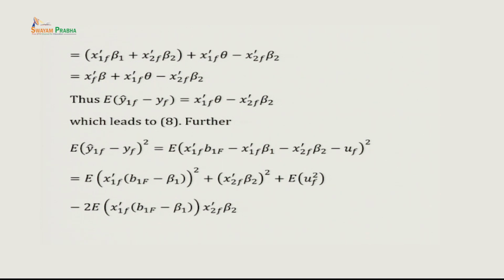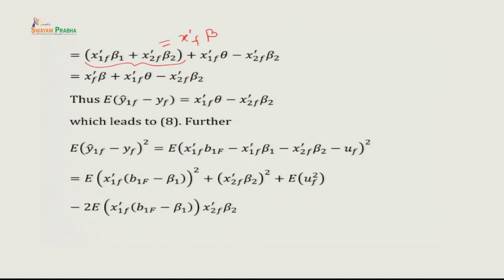So, ultimately this is equal to xf transpose beta. So, you get xf transpose beta plus x1f transpose theta minus x2f transpose beta2. Then, if you take the expectation of y hat 1f minus yf, you get x1f transpose theta minus x2f transpose beta2, which gives you expression 8. So, this is the bias.